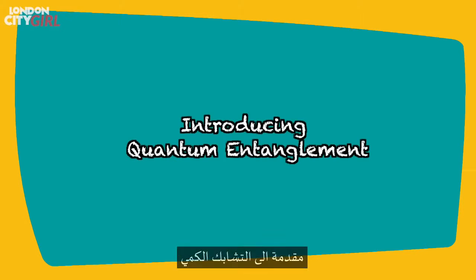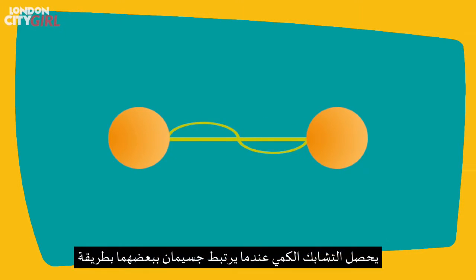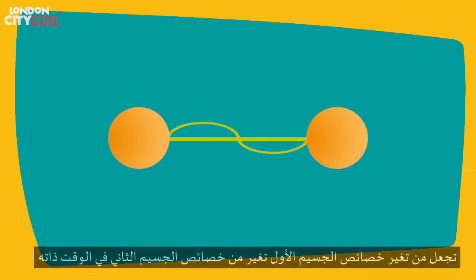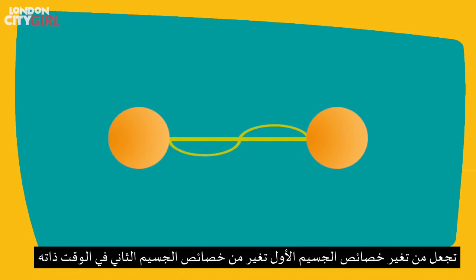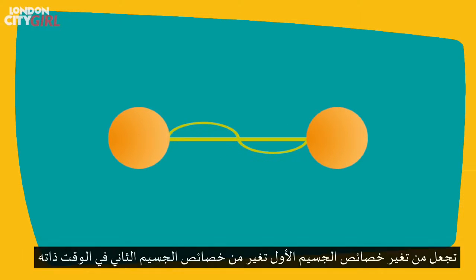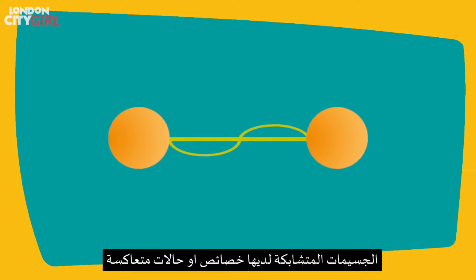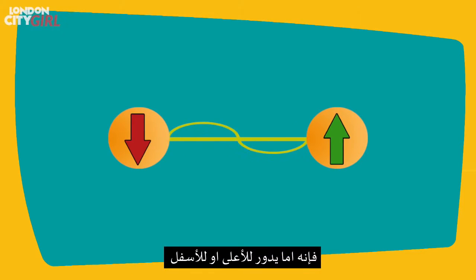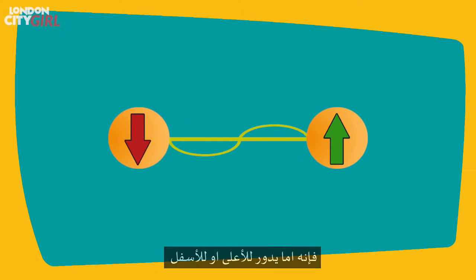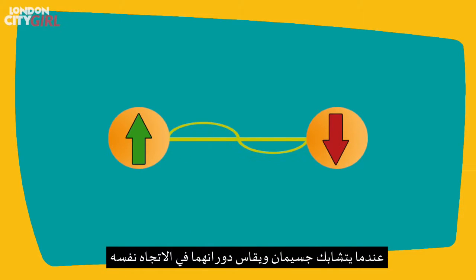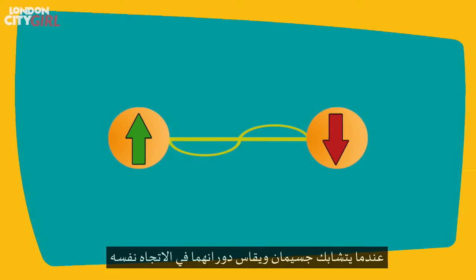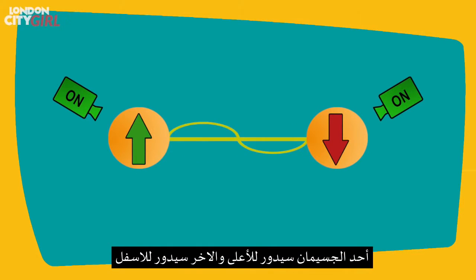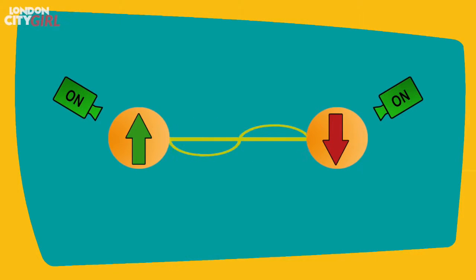Introducing quantum entanglement. Quantum entanglement occurs when two particles become connected in such a way that when the property of one particle is changed, an instantaneous change in the property of the other particle occurs. Entangled particles have the opposite properties or states. Particles have a property called spin, and the particle will either be spin up or spin down in any given direction. When two particles are entangled and their spins measured in the same direction, one particle will be spin up and the other particle will be spin down.